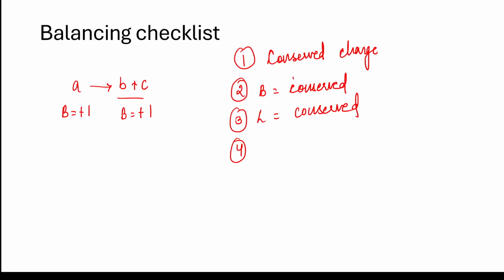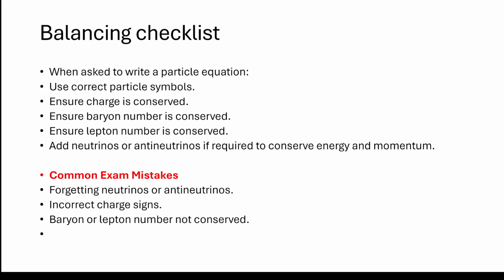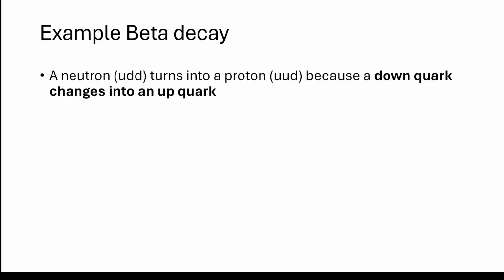Also make sure that you use correct particle symbols. I'm going to go through different questions to ensure that we understand all of this. So neutrinos or antineutrinos are added to conserve energy or momentum. Suppose I just write A gives B, that would not be right, because then momentum and energy will not be conserved. So here's a checklist. Go ahead, pause and take a read, and then let's see some examples.